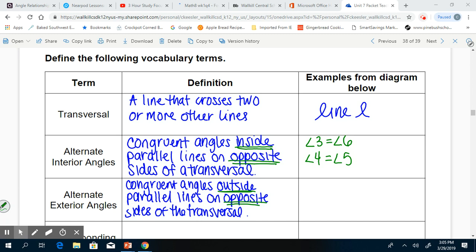The examples from the diagram, if we look outside the parallel lines, for two acute angles, we see angle 2 and angle 7. So those are a pair of alternate exterior angles that are congruent. And for the two obtuse angles, we have angle 1 and angle 8. So they are also congruent because they are alternate exterior angles. So we have a couple more definitions to go through. Let's take a look at the next one.